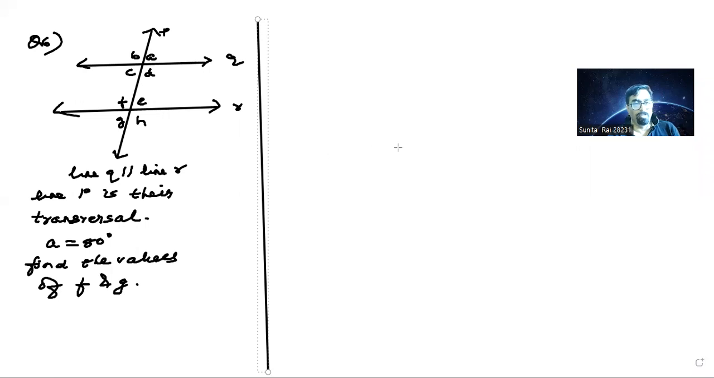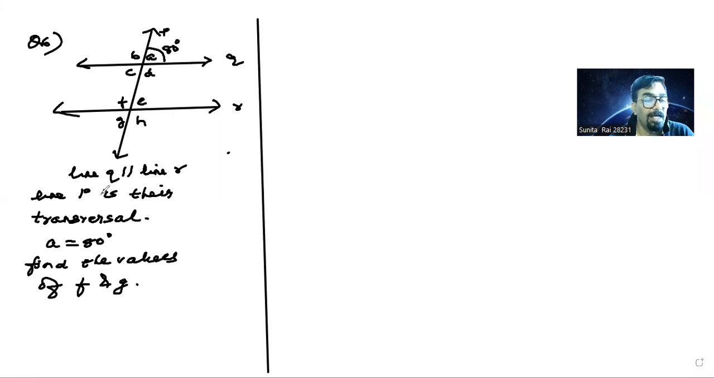Question number 6, children. Problem set. It says, if line Q is parallel to line R. Only two parallel lines you can see here. Line Q is parallel to line R, and line P is a transversal. Angle A equals 80 degrees. Please have a look at angle A, children. Your angle A is 80 degrees.